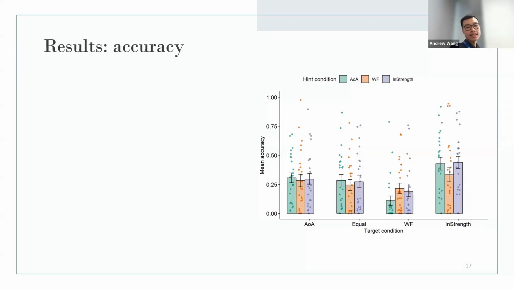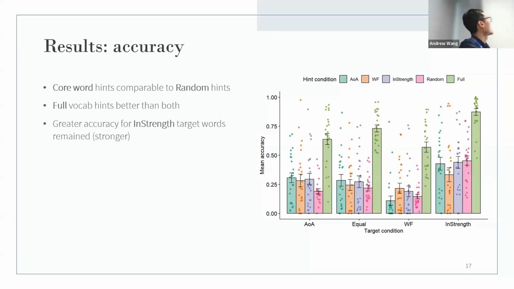And here, when we add these conditions to the results, what we saw is that the core word hints from experiment one were quite comparable in terms of accuracy to the random non-core vocabulary hints. The full vocabulary hints were much better than both, which makes sense because that's a much larger pool of hints that we can draw from. But more importantly, the effect of higher accuracy for those in-strength target words remained for the conditions in this experiment. And in fact, the effect was even stronger when we used these hint conditions.